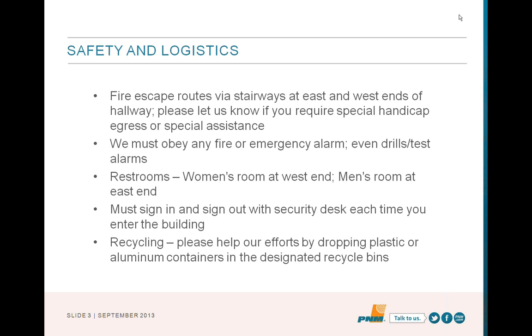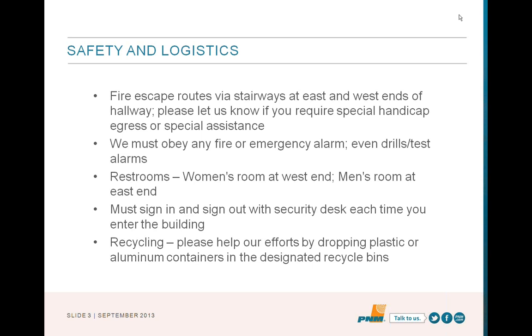And then again, if you need help to get out of the building, let us know and we'll make sure that happens. Just again, restrooms, if you need them, are through the doors, and men's room is to the left, women's room is to the right. You've already encountered this. You had to sign in at the security desk coming in. Thank you for doing that. And then the security desk also asks that you sign out on your way out.